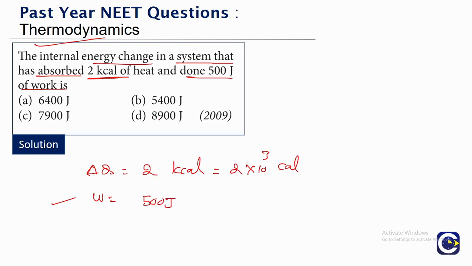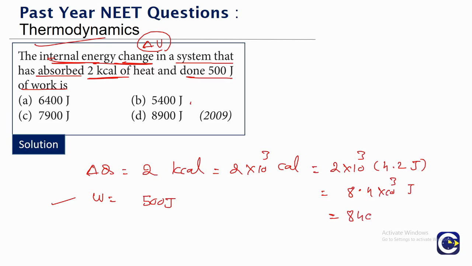Here if you see the work done is in SI unit, and heat absorbed is in calories. If you look at what they're asking, internal energy change, means they're asking delta U. Options are also given in joules, right? Means we should convert this delta Q into joules. How do you do it? 2 into 10 power 3 calorie, 4.2 joules. So if we use it, what is it going to be? It will be 8.4 into 10 power 3 joules, means it is what? 8,400 joules. That is our delta Q.